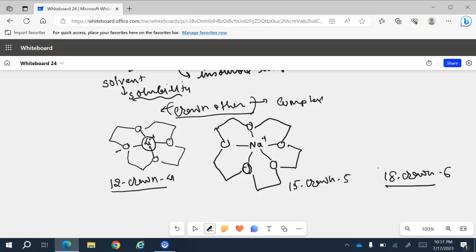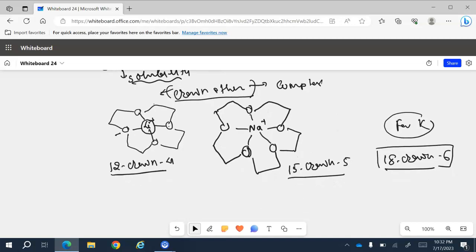Similarly, we can develop 18-crown-6 for potassium, 15-crown-5 for sodium, and 12-crown-4 for lithium. So these are different types of crown ether that have been developed to make a somewhat polar type of solvent, because of the inertness of the ether. This crown system is developed to make that a polar solvent.